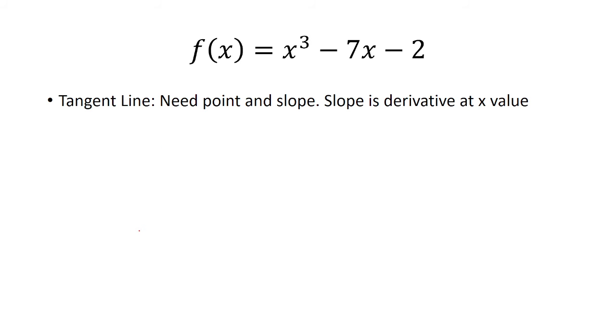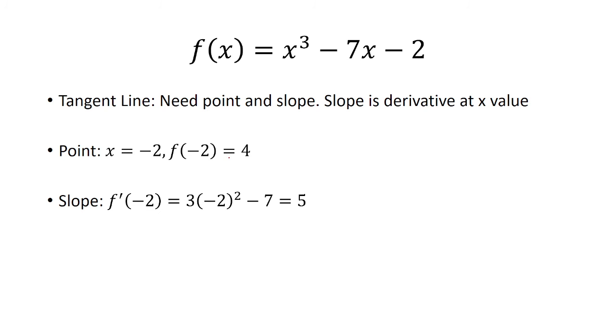Now for the tangent line, we need a point and a slope. And the slope is the derivative at that x value. So we're interested in x equals -2. So you plug in x equals -2 to this original function and get 4 as your y value. So the point is -2 comma 4.